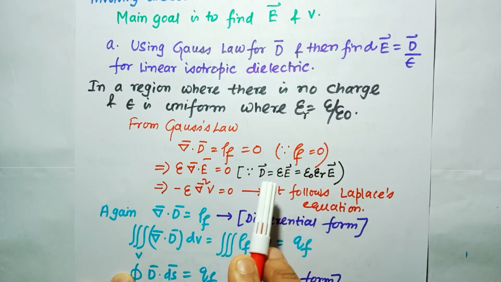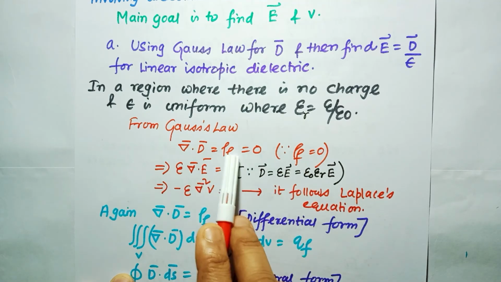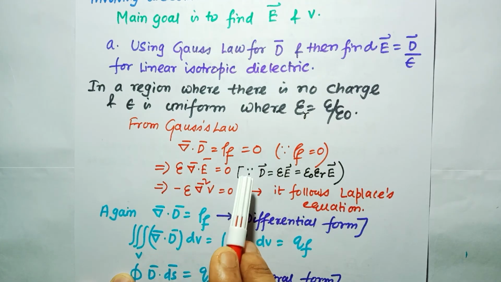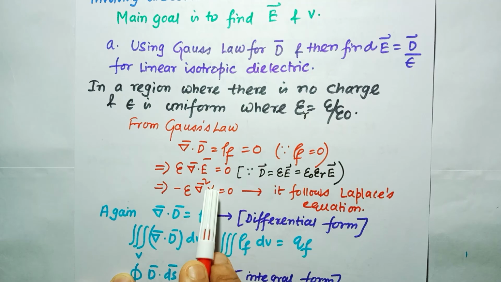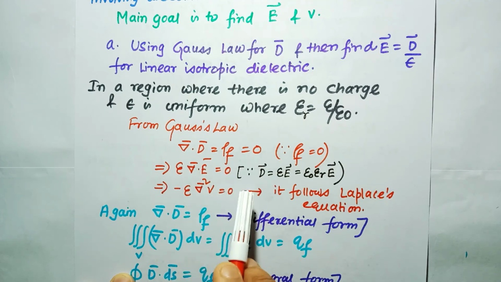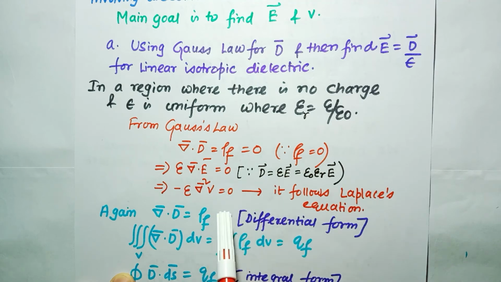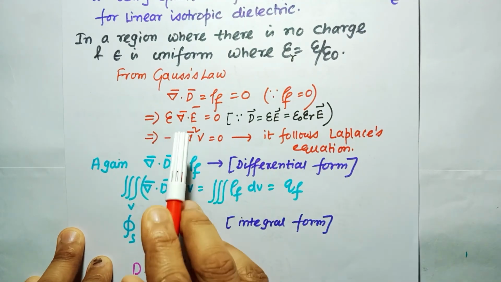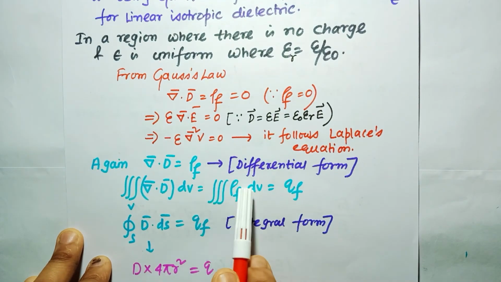If I put this value of D equals epsilon E in this relation, I will get epsilon times divergence of E is equal to 0. Now if I put E equal to minus gradient of V, because the electric field is the minus gradient of a scalar potential, that is the electric potential, I will get minus epsilon times grad square V is equal to 0. So it follows Laplace's equation. Again, coming back to our original equation, divergence of D is equal to rho f. This is the differential form.